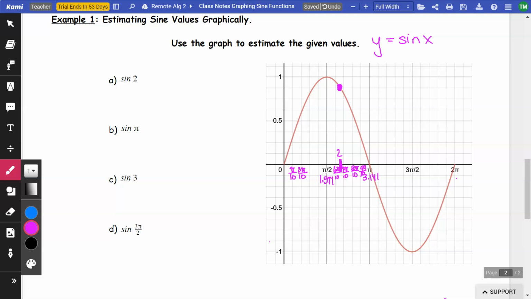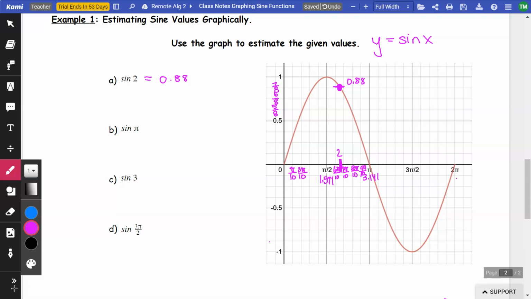Did I do that correctly? Yeah. So that y value is going to be between 0.5 and 1. How many spaces do we have here? 1, 2, 3, 4. This was divided by eighths, so this would be 4/8, this would be 5/8, 6/8, and 7/8. It looks like we are slightly above 7/8. 7 divided by 8 is 0.87, so I'm going to estimate that this y value right here is probably 0.88. So the sine of 2 is equal to 0.88.